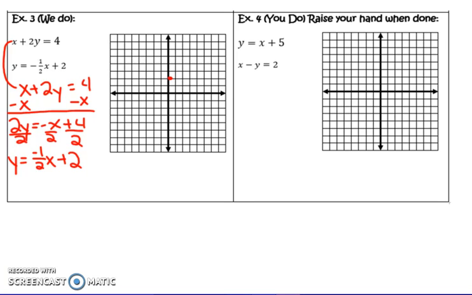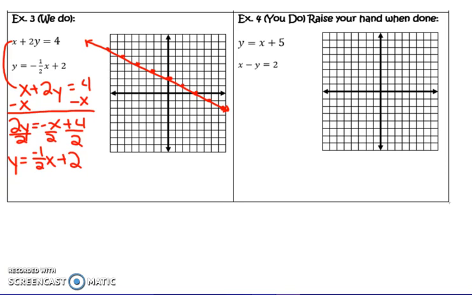So I'm going to start at my y-intercept of positive 2, and I'm going to go down 1 to the right 2, down 1 to the right 2. I'm going to continue that. Now I'm going to go up 1 to the left 2. Again, we want to keep doing this as many times as we can, and then connect our points.